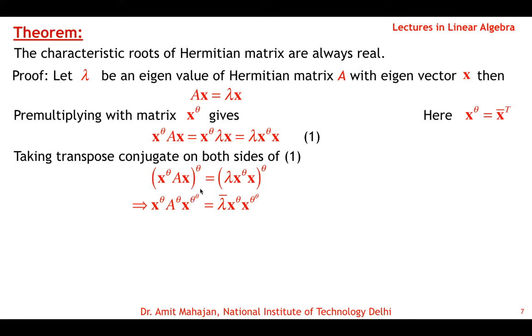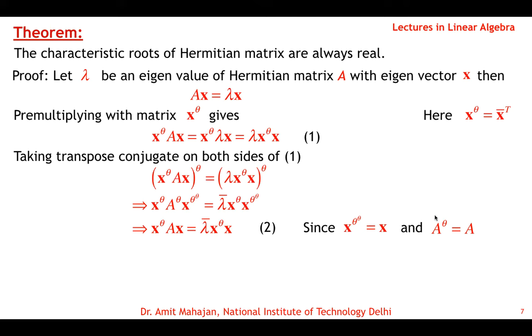Now the x theta power theta must be x, because it is the transpose, so row goes to column, column comes back to row, and it is also conjugate, so a plus ib becomes a minus ib and then comes back to a plus ib. So x theta theta is nothing but the x vector, and it is a Hermitian matrix, so the A theta matrix must be equal to A. A conjugate transpose is A, so we can substitute that. So x theta A theta is A, x theta theta is x, and similarly x theta theta is x here.